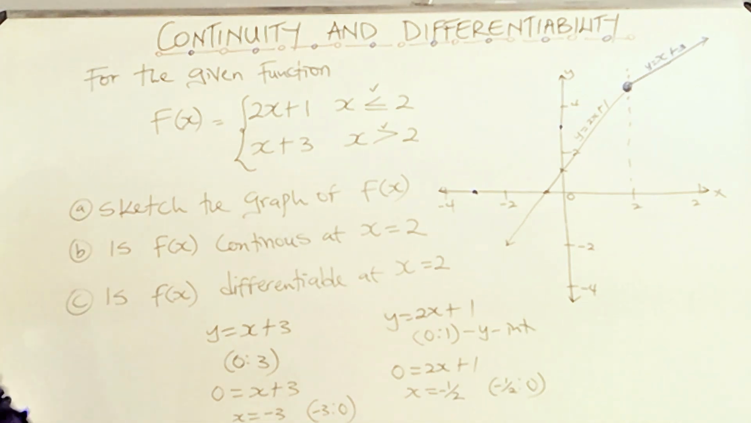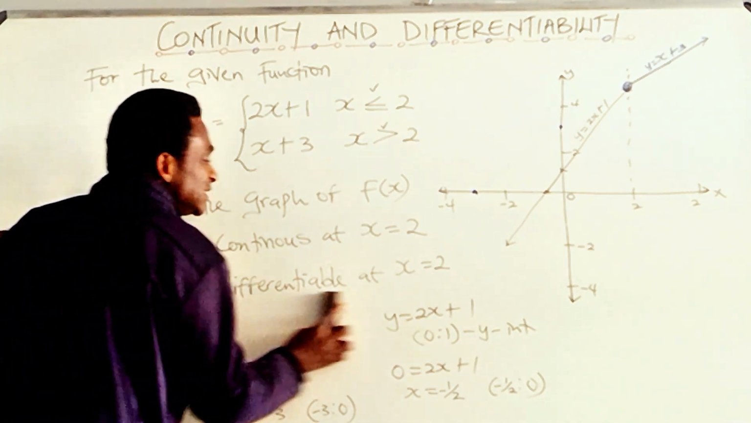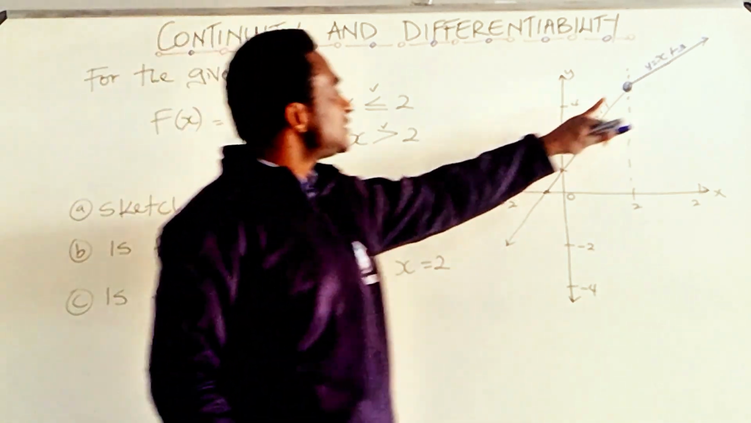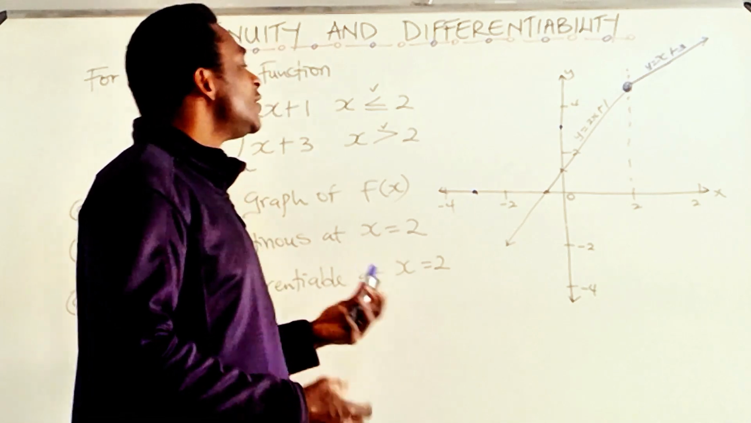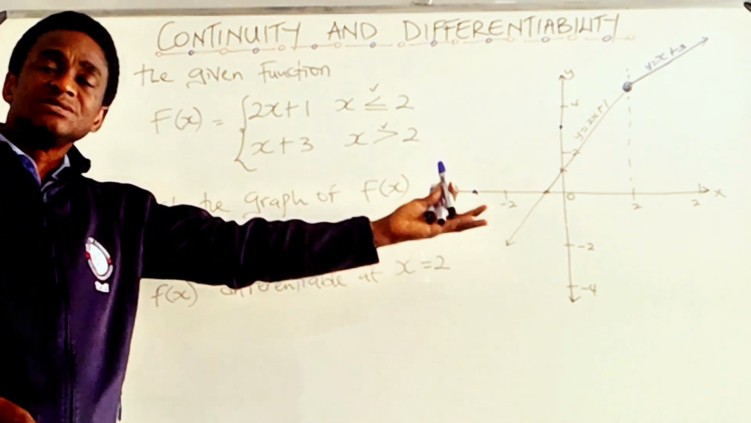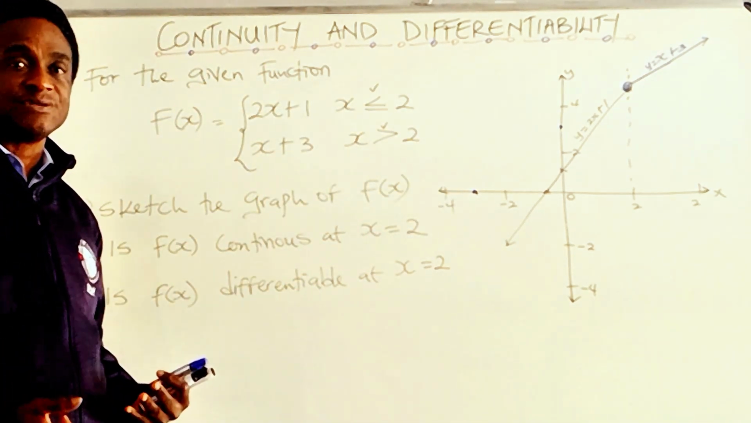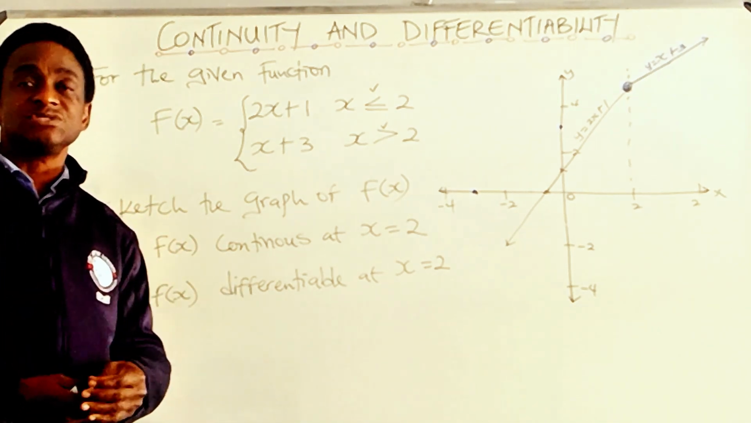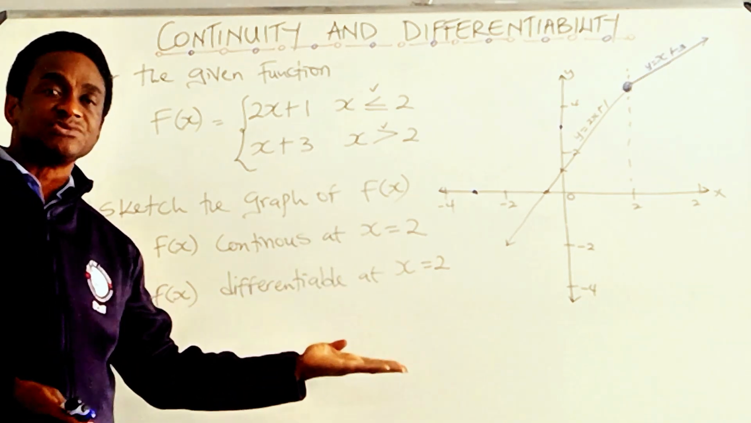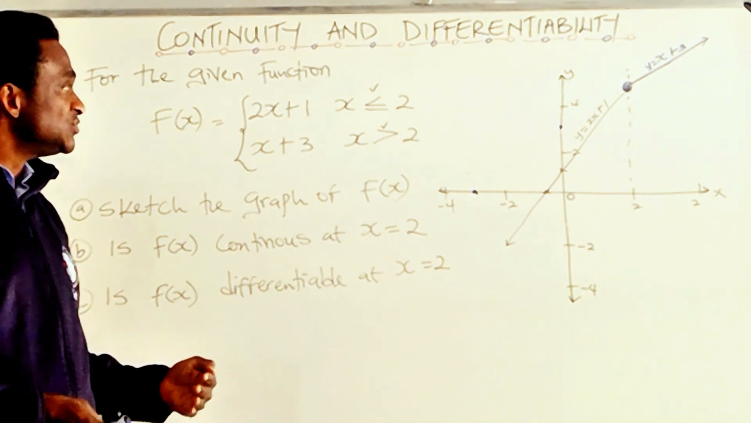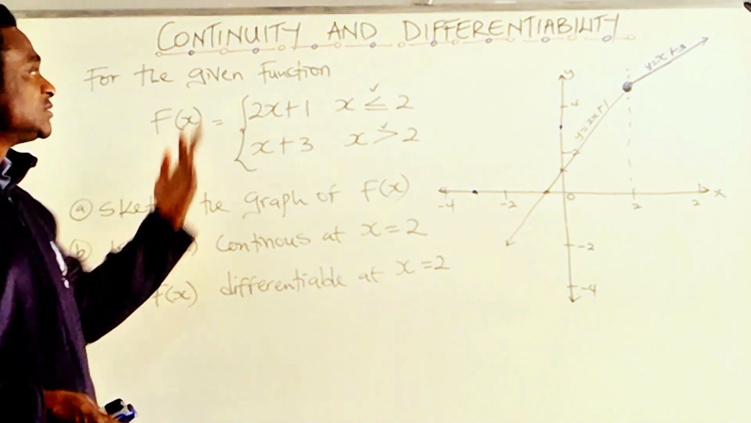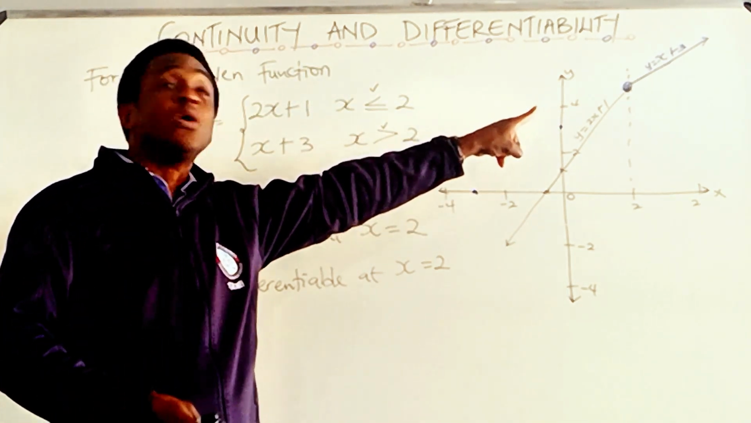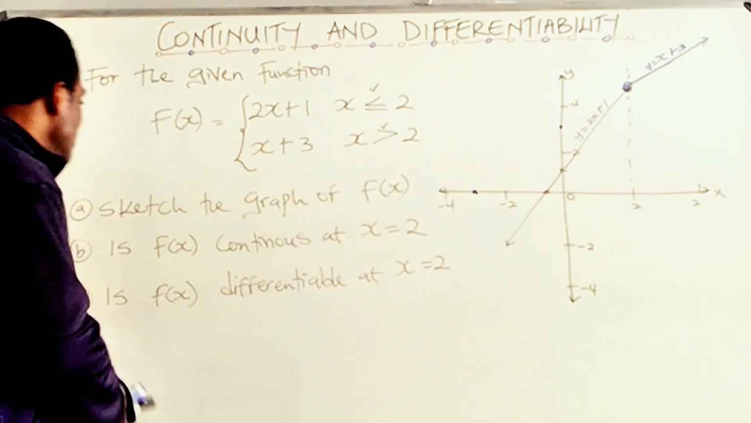They're asking us, is f of x continuous at x equals 2? If you sketch this, you see that they touch here at 2. Now what they want us to check is if it is continuous or if it is discontinuous. Remember, we have two types of discontinuity. It could be removable discontinuity or jump discontinuity. If it is not continuous, we also have to state the type of discontinuity that occurs at that point.